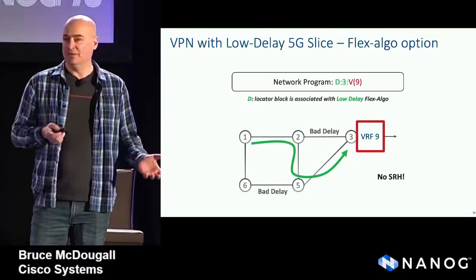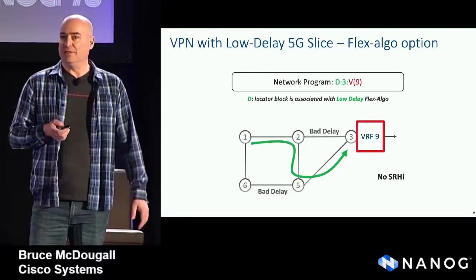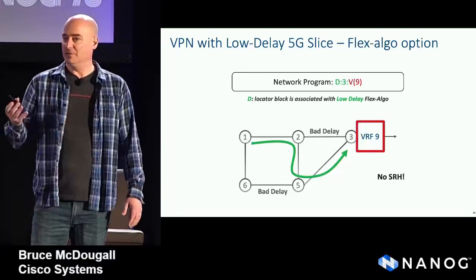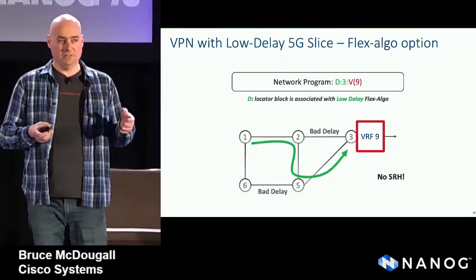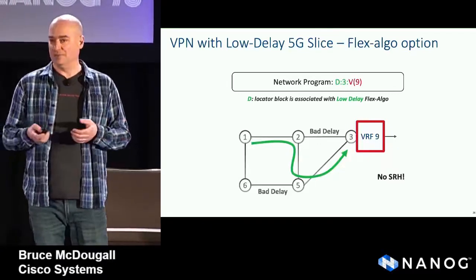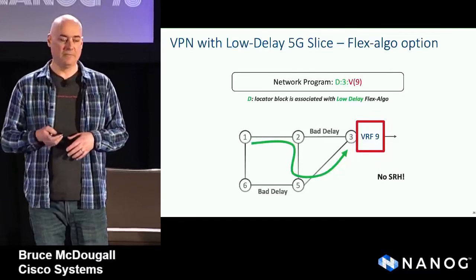And so we're measuring, say, link latency on all the links in the network, and then the algorithm itself runs that, and it determines that the best path from 1 to 3, at least from the low delay algorithm's perspective, is actually via 2 and then 5.